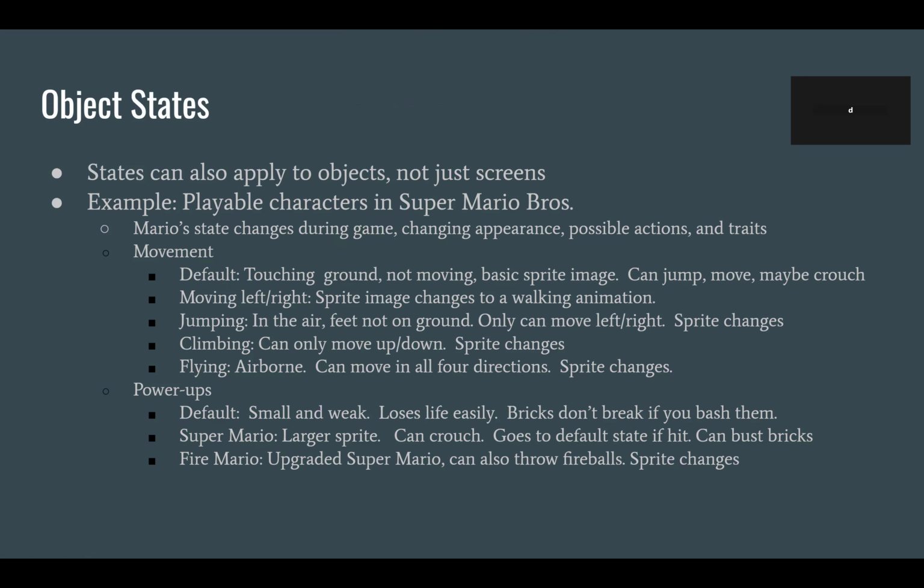So you see this idea of him transitioning or cycling through different states. And he can bust bricks now. If he hits breakable bricks from below, those bricks will bust now, right? And then maybe you have Fire Mario. He's eating the fire flower. It's basically a similar state to Super Mario, but upgraded because he can now throw fireballs. So he's got an additional action, and his sprite again changes.